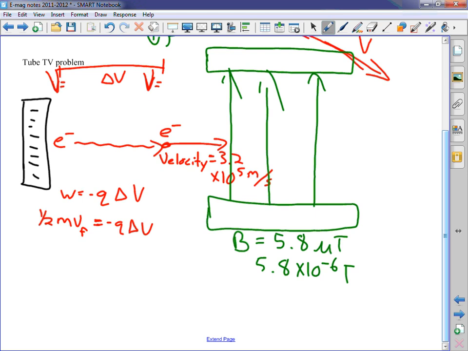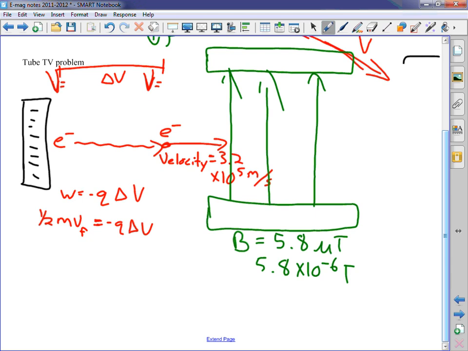So a very weak magnetic field, but this electron's going very, very quick. So do remember that. Also, an electron has very low mass, so because of that, it's going to end up having a small force applied to it. It's going to actually make it move a very long ways.